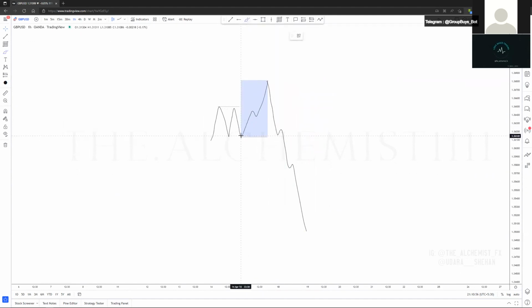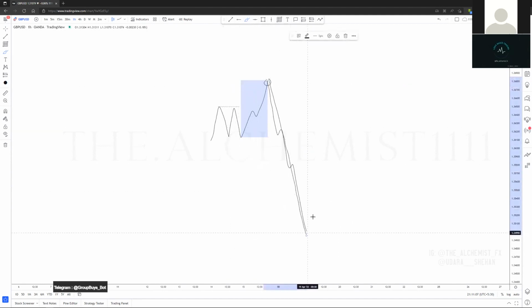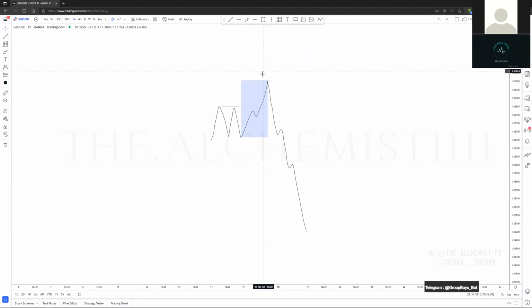Now, what the institutions did was they placed a buy order from here, like multiple buy orders. Not just one, maybe from here, maybe from here, maybe from here. They're placing buy orders to take out the stop losses of the double top traders, and then they do a huge sell off. So this right here is the formation of an order block, the last push up before the push down.